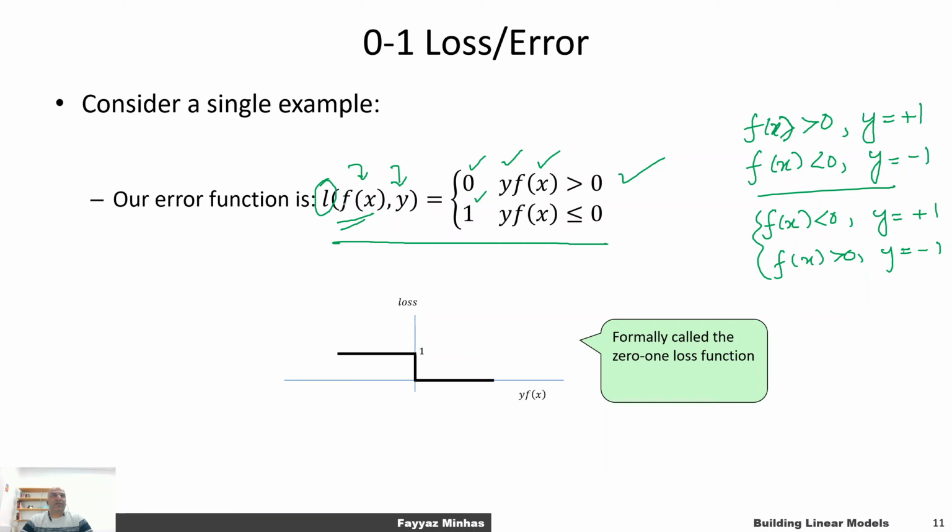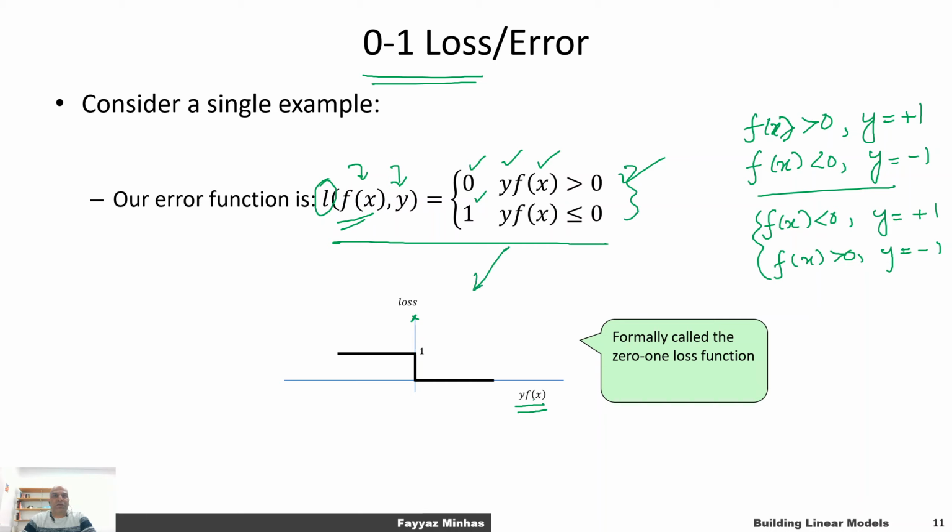Okay, so this is what is called a 0-1 loss function or an error function. And we can draw this, or plot this function. On the x-axis, we take the product of y times f of x for a given example. On the y-axis, we take the loss function value. And if you pay attention to this equation over here, you can simply map it to this plot.